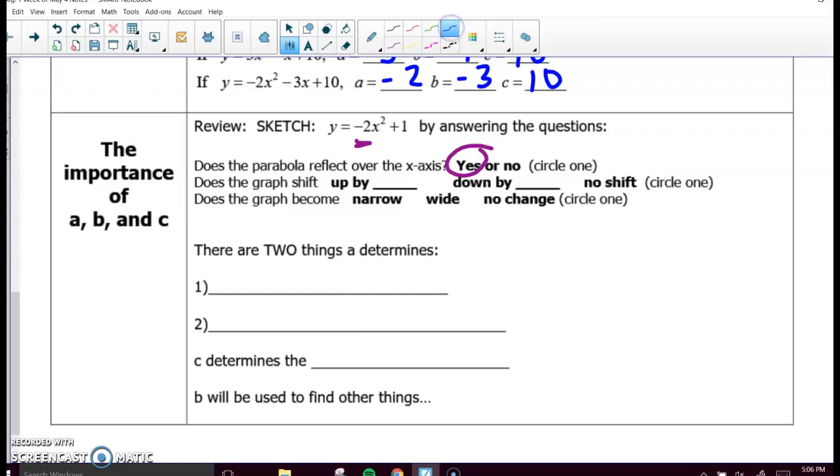Does the graph shift up, down, or no shift at all? The c value tells me the shift. Because it is a positive 1, plus 1, it is going to go up by 1.